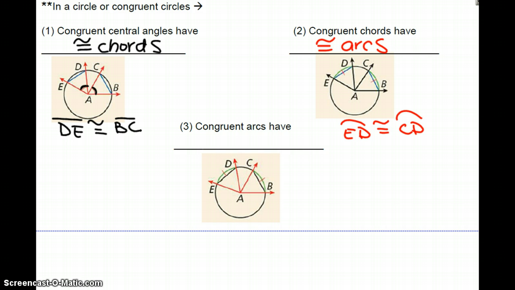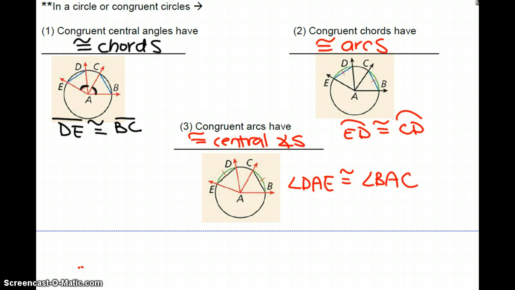And make sure you've notated arcs and chords in the opposite way. One is a straight line, the other is curved. If I'm told that I have congruent arcs, so in my picture this time I know arc EG is congruent to arc CB, then I know that I have congruent central angles. So therefore, angle DAE would have to be congruent to angle BAC.